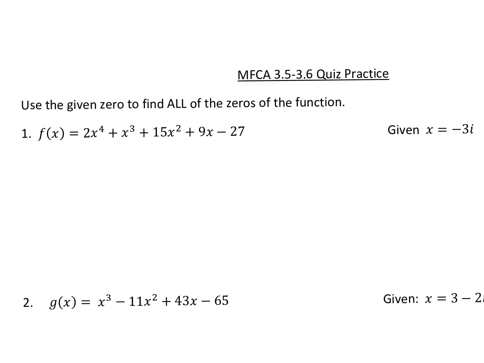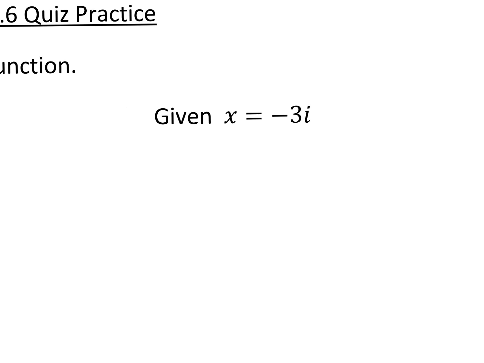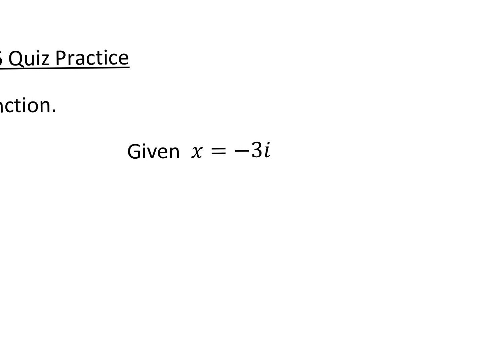So I look over here, and they have given me x equals negative 3i. Since they gave me an imaginary x equals negative 3i, what else did they give me? X equals what? Positive 3i. Good. So we're going to take these two imaginaries, and we're going to multiply them together. So when I move 3i over, this becomes x plus 3i. When I move this 3i over, this becomes x minus 3i.